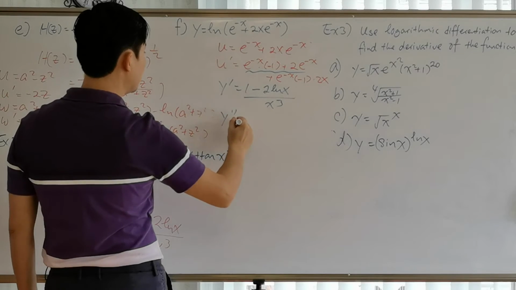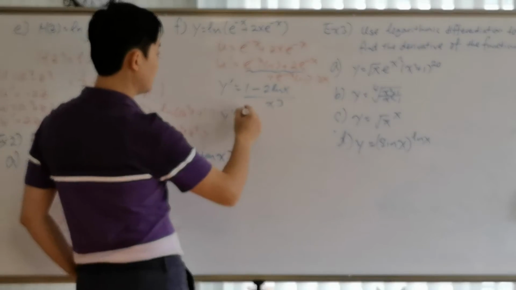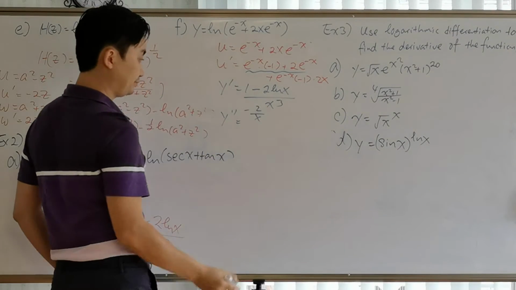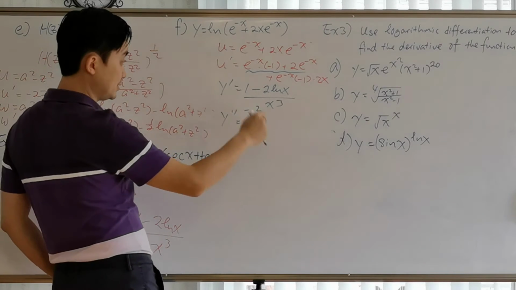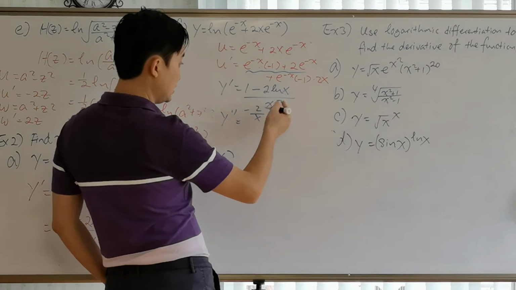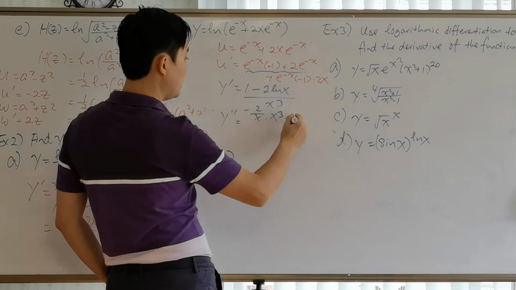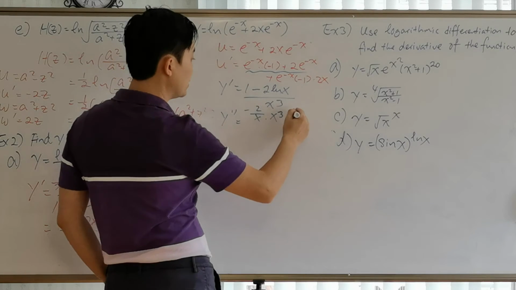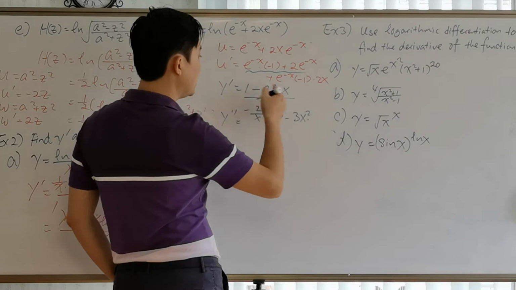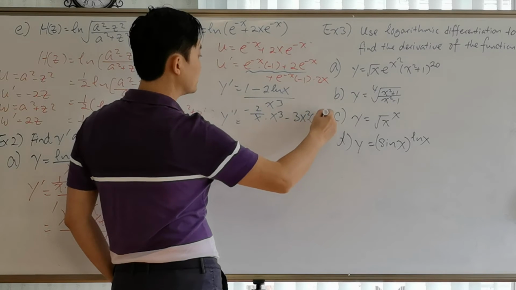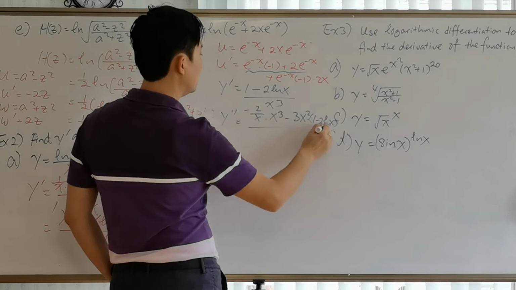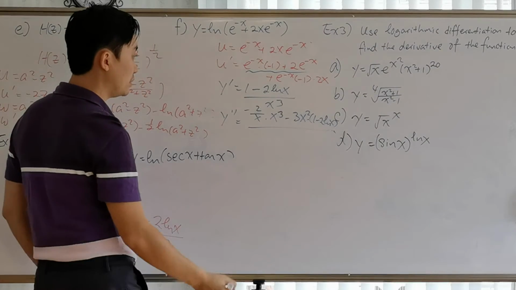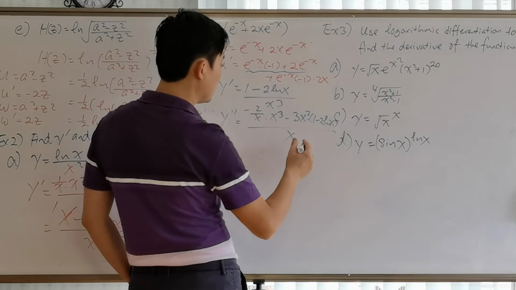So y double prime: derivative of the top, that'll be negative 2 over x, because derivative of 1 is just 0. And then times the denominator, minus derivative of the denominator, 3x squared, multiplied by the top function, using the quotient rule, all over the denominator quantity squared, x to the power of 6.